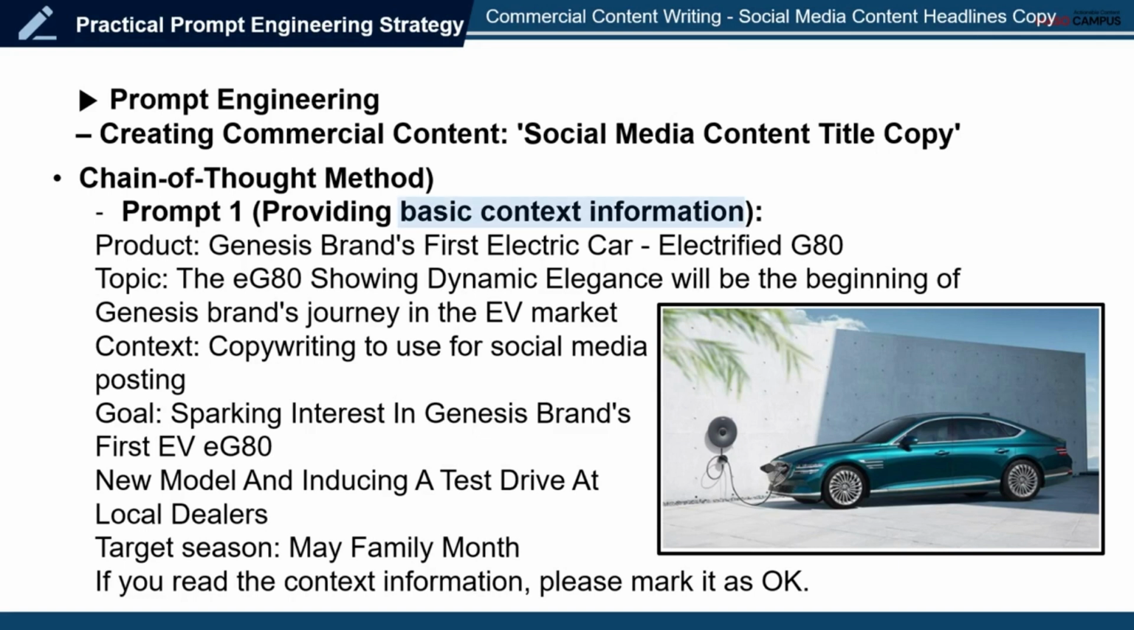First, I will deliver the basic contextual information as the first prompt. The product is the EG80, the first electric car of the Genesis brand. The context is that copywriting for social media posts is the content we aim to derive. The objective is to generate interest in the EG80 model and to induce test drives at local dealerships, targeting around May, the month of families.